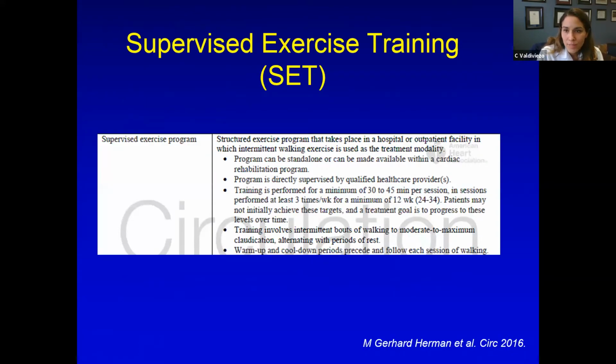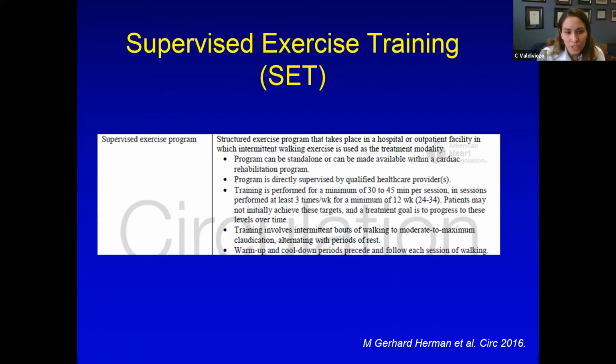So supervised exercise training is also something really important, and there's good evidence that this really works. It is a structured exercise program that takes place in a hospital or outpatient facility, such as a physical therapy rehab facility, in which intermittent walking exercise is used as a treatment modality. The program can be standalone or can be made available within a cardiac rehab program. It should be directly supervised by qualified healthcare providers, and training is performed for a minimum of 30 to 45 minutes per session, in sessions performed at least 3 times per week for a minimum of 12 weeks.